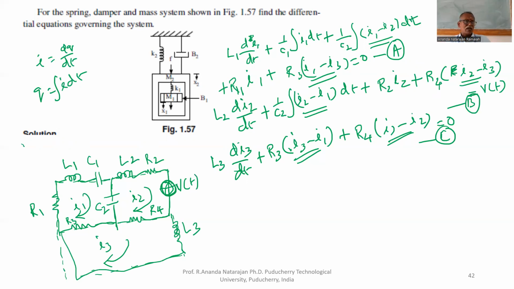This is the force voltage analogy. Do the force current analogy yourself. Assignment number question 1 is to find the current analogy.